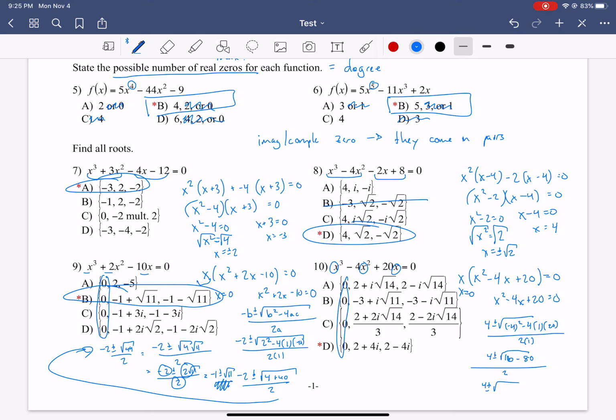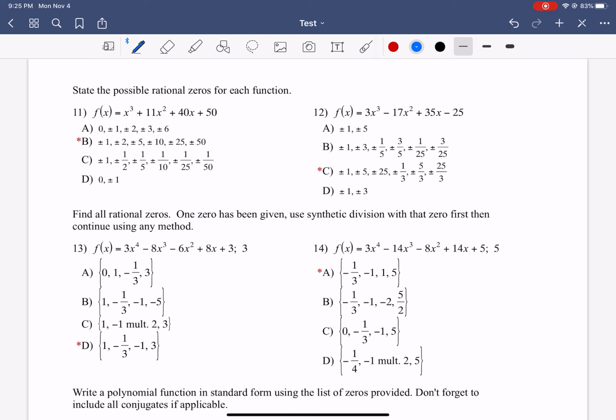4 plus or minus the square root of 16 minus 80, which is negative 64, all over 2. 64 is a perfect square, but then that negative in there turns into 8i, all over 2. And again, we can simplify this 2 out, so we get 2 plus or minus 4i. So now if we look at our answer choices, the only one that looked like that was D. All right. Number 11 and 12 is the rational root theorem. This one was just taking all the factors of the last term and dividing by all the factors of the first term.